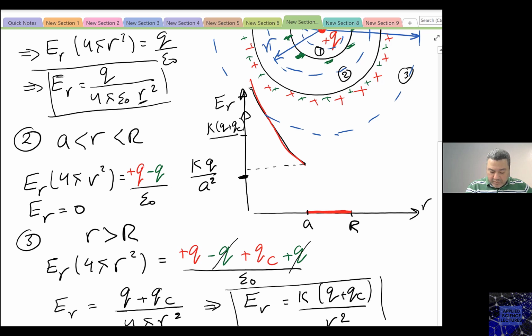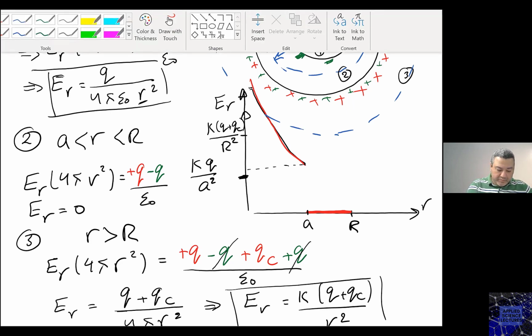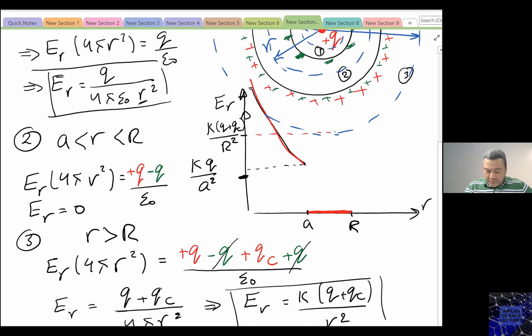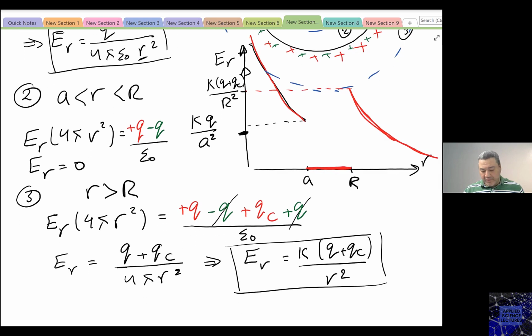Now if I want to draw this field, I need first to define the value at the border, where r small letter equals R capital. So this is the value of the electric field, and then it decays till it reaches 0 at infinity. So the value at R is k times the summation of those two charges, Q plus Qc, divided by R squared, which is R capital squared. That's the point at the border.